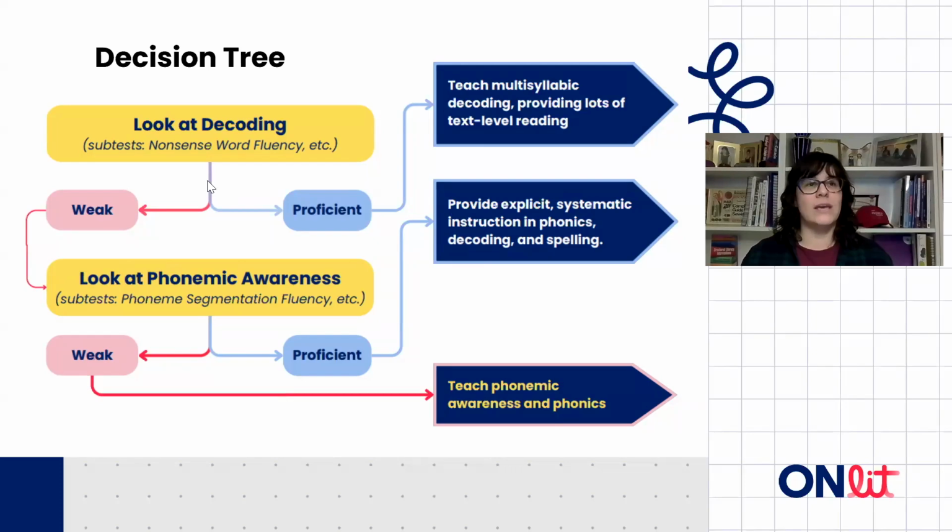When we're looking at the decoding, again, if those skills are weak, we do need to go backwards and look at those phonemic awareness skills. But if they're proficient, let's move on to teaching those higher, more advanced skills like multisyllabic word reading and keeping a lot of that text level reading going.